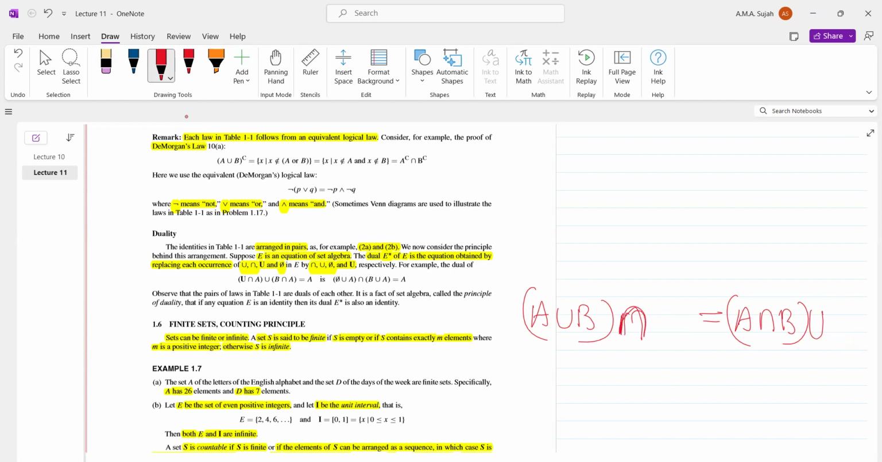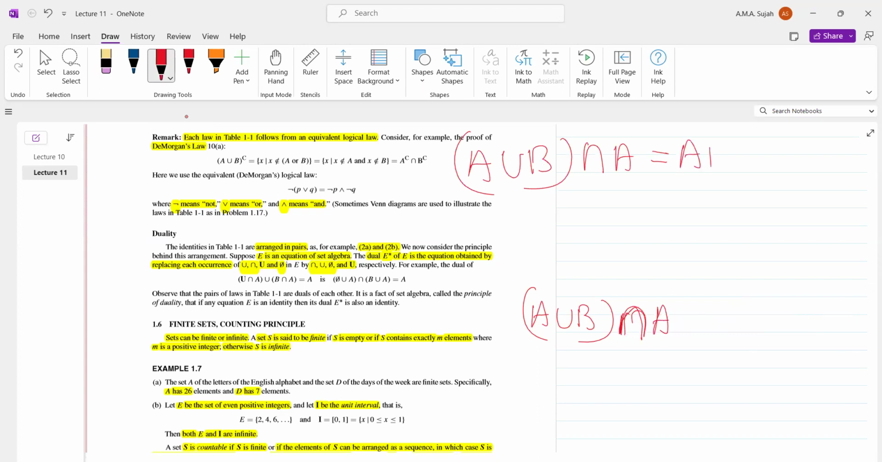Okay, A union B, A complement. Okay, I write here A union B, then intersection of A, right? If you apply duality, what will happen? A intersection B, right? Union of A, right? Now, if you check this one, right? So A union B is what?